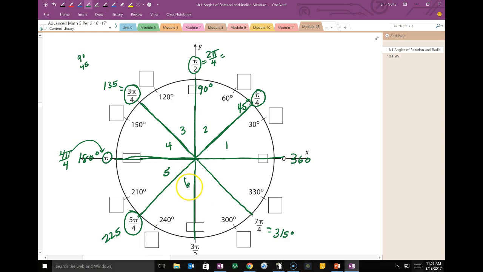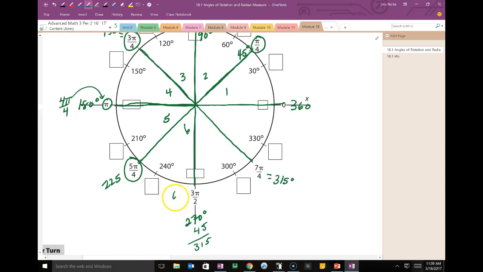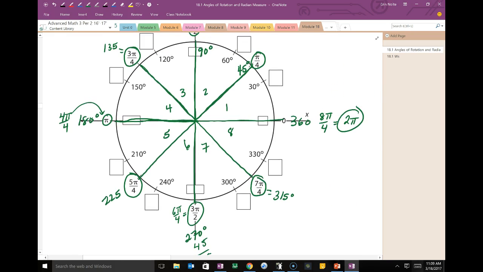6 pi over 4. So you're straight down. So 6 pi over 4 gives you 3 pi over 2. 7 pi over 4. Can't reduce. Last one. 8 pi over 4 is, boom, 2 pi. Okay. So there is your unit circle.